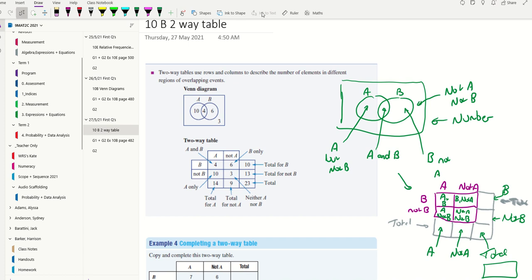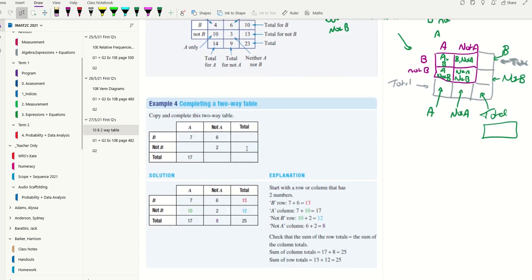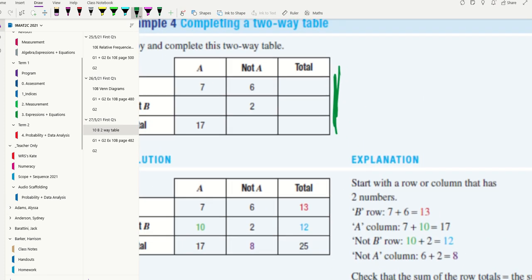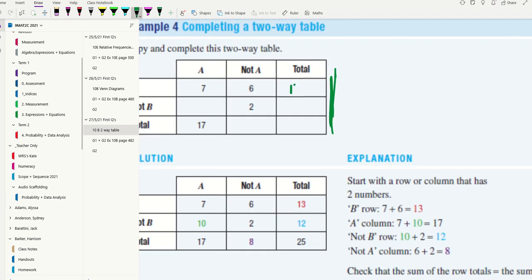Okay, so let's have a quick look at this example, completing a two-way table. Now, if we've got most of the information in, this is a bit of a game where we're just adding numbers together, subtracting to be able to fill the whole thing in. So this first question here is just asking me to copy and complete this two-way table. So I can add 7 and 6 together and get 13. Similarly, I can add 6 and 2 together and get 8. Now I've got this total on the bottom.